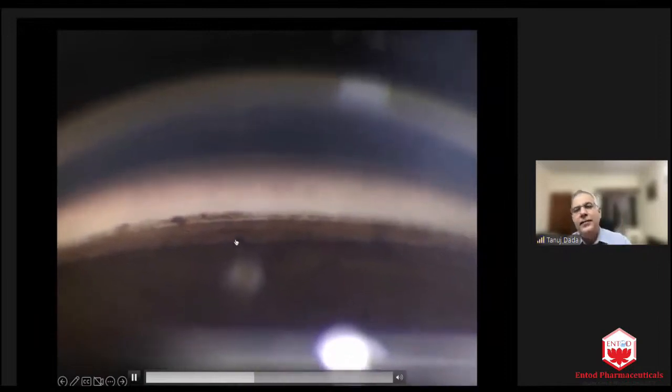So anyway, this is band-like Schwalbe's line. If you make the corneal wedge, the apex will be here. So many times in young patients or juvenile glaucoma, you will get this band-like structure visible. This is prominent band-like Schwalbe's line. This is a sign of congenital anomaly in the angle. Okay. So this is open angle with band-like Schwalbe's line.